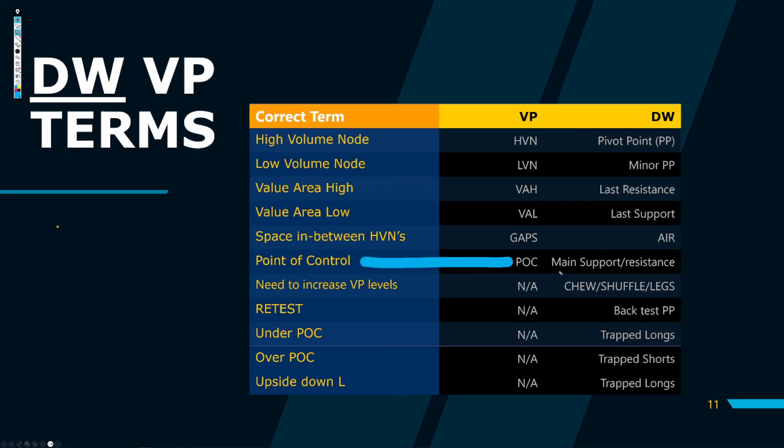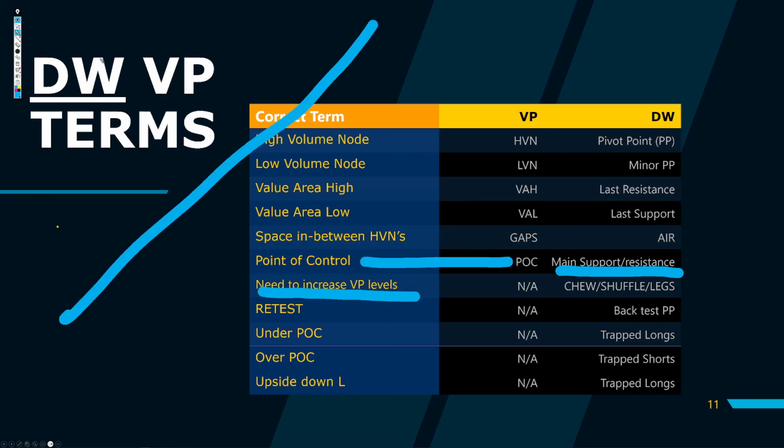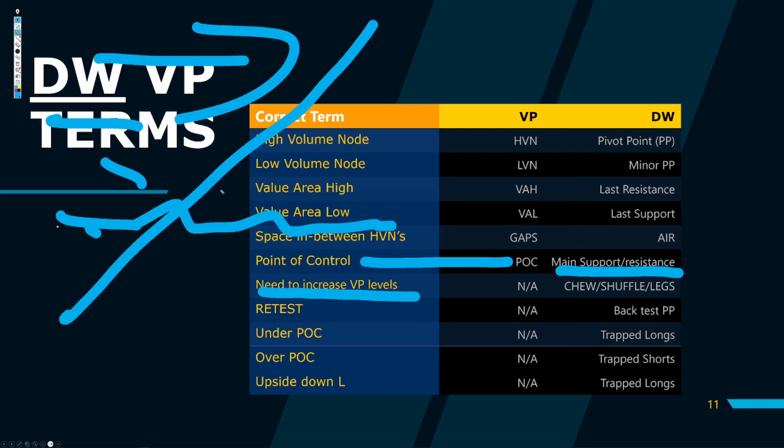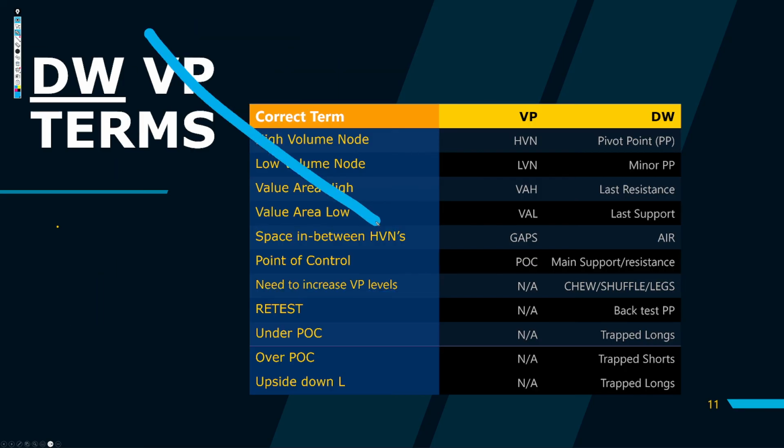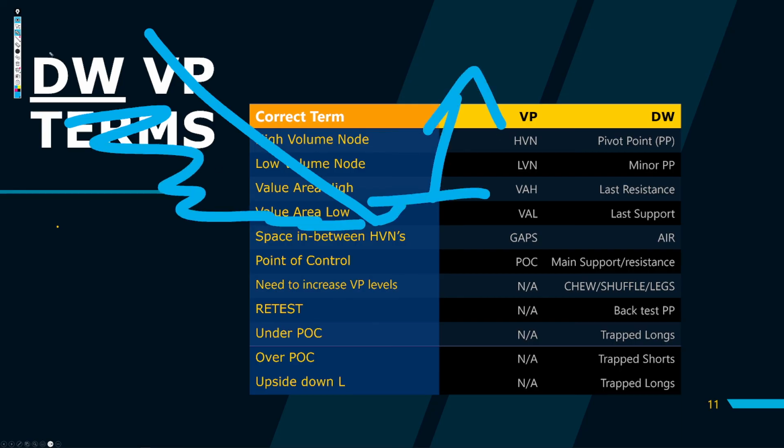I use point of control, but I also call it your main support and resistance level. And I'll say that you need to increase VP level. So do you remember how I showed you on the SPY? You've got this upside down VP, and we need to chew, we need to shuffle, we need to get some legs. All you're trying to do is make these VP levels grow out so that they start to outweigh the upper ones. And instead of having the slanted angle that way, you'll have a slanted angle that way, because this is how you want the VP. And then once you break over that, it's like off we go, right?